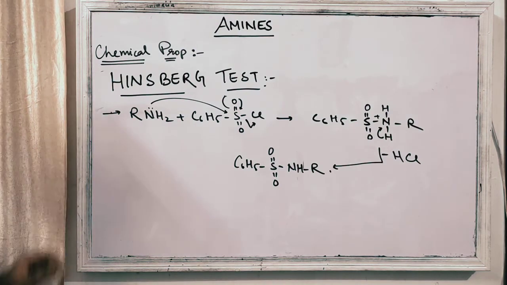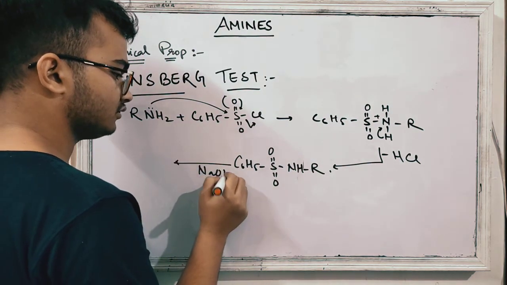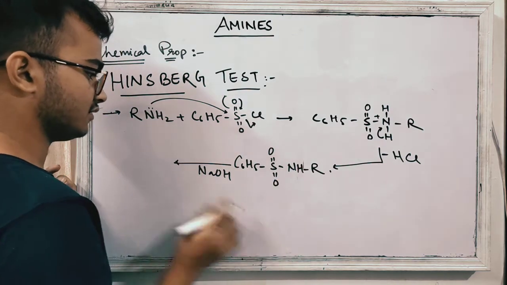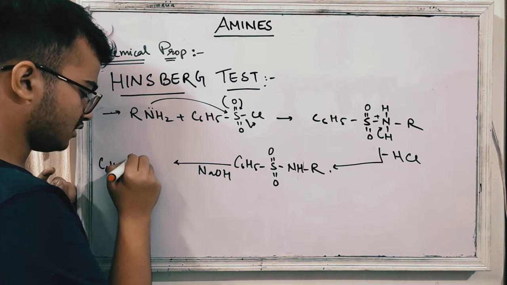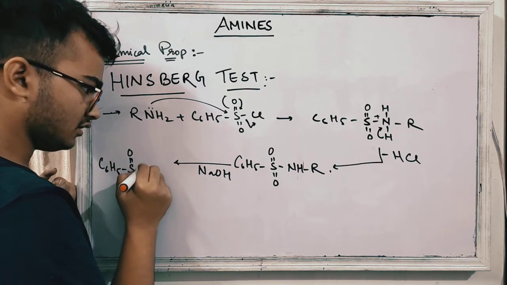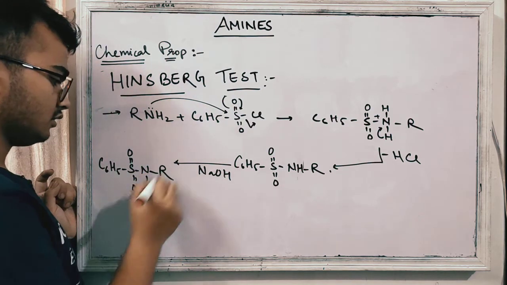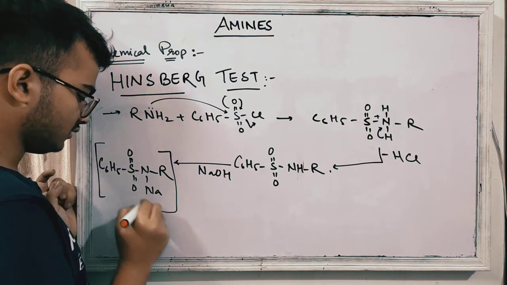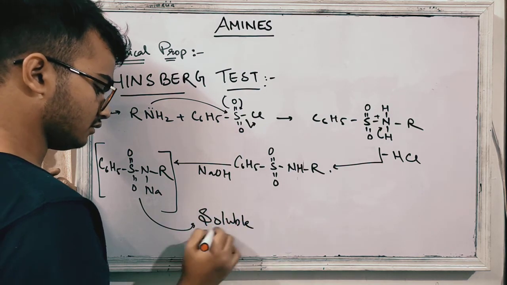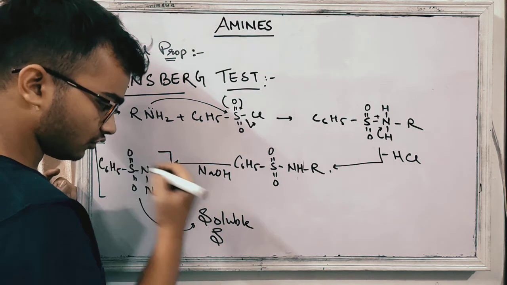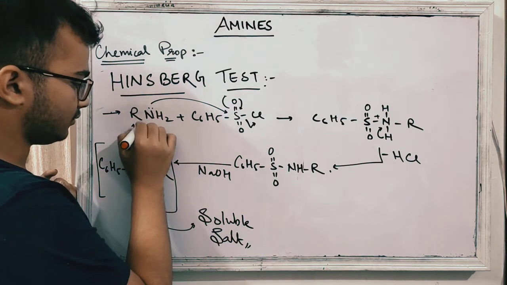Now when you again react this with NaOH, what happens? This H is getting replaced and as a result we get C6H5 S double bond O, here N, this becomes Na, and here is the alkyl group, and this thing is a soluble salt. If this becomes soluble, then it's a proof, or an identification, of a primary amine. This is 1 degree amine.